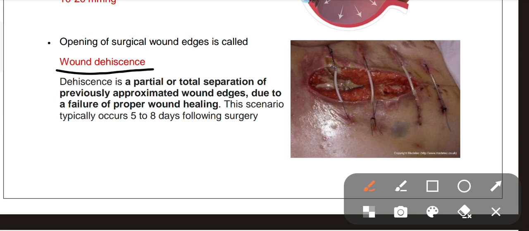Dehiscence is a partial or total separation of previously approximated wound edges. After conducting the surgery and placing sutures on the wound, after some time, that means 5 to 8 days, if the wound is open or the edges are separated, it is called wound dehiscence.